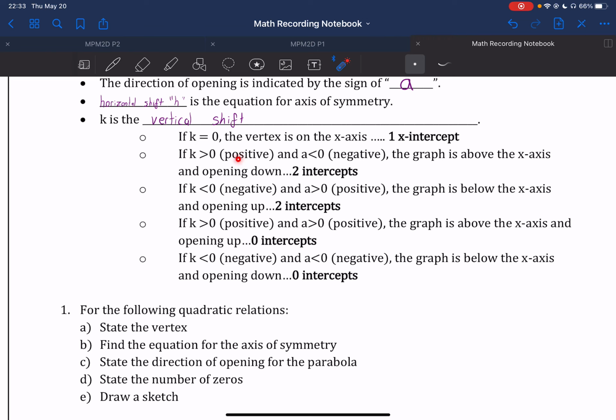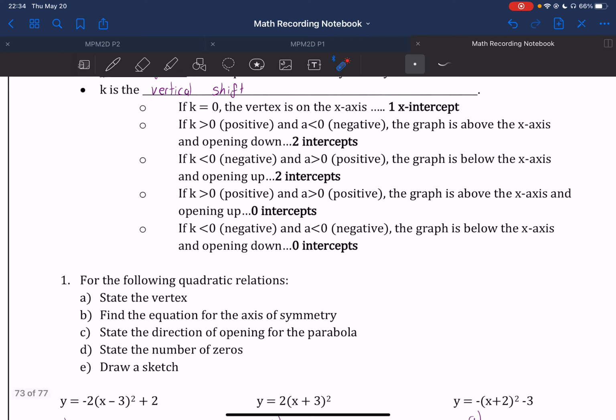So if you're noticing here, if these signs are opposite of each other, we're going to have 2 intercepts. But if the k and the a are the same sign, so positive and positive or negative and negative, there's going to be no intercepts or zeros.